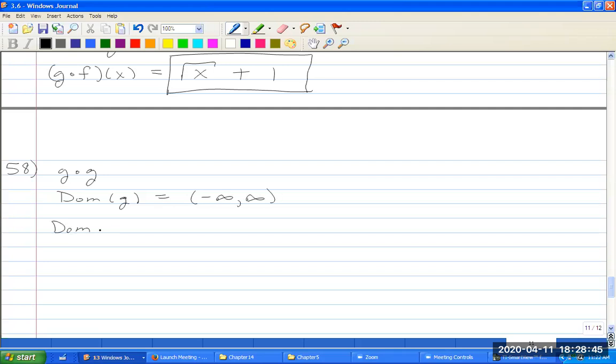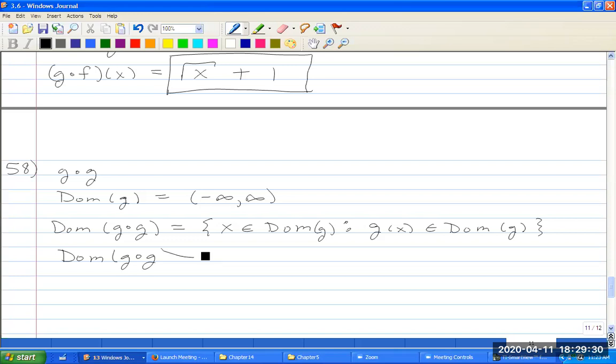Therefore, the domain of g composed with g is the set of all x's in the domain of g such that g of x is in the domain of g. Well, every x is in the domain of g. g of x is just x plus 1, which is certainly in the domain of g because everything is in the domain of g. And so this is everything. So the domain of g composed with g is all real numbers.